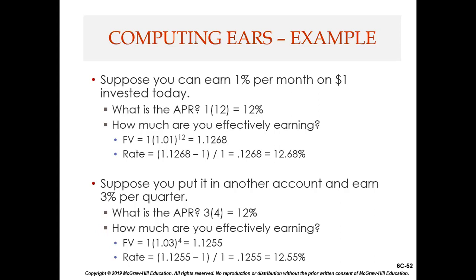and earn 1% per month, compounded monthly. 1 plus the interest rate to the number of periods it's compounding, 12. So at the end of year 1, that $1 is really $1.1268. To get the rate, subtract the dollar, 12.68%. So although it says you're earning 12% annually, in the end, you really earned 12.68%.